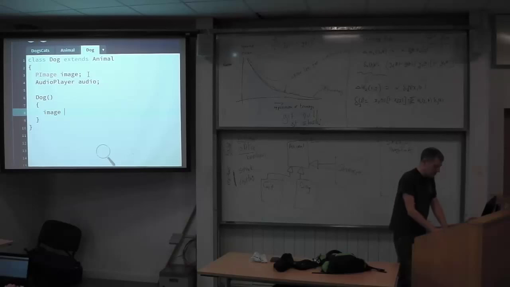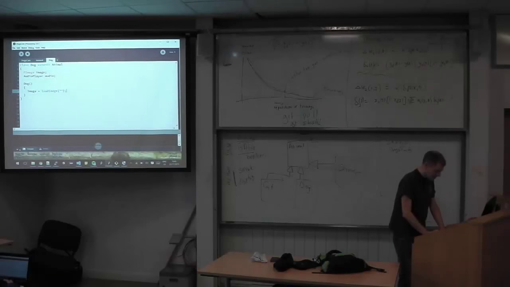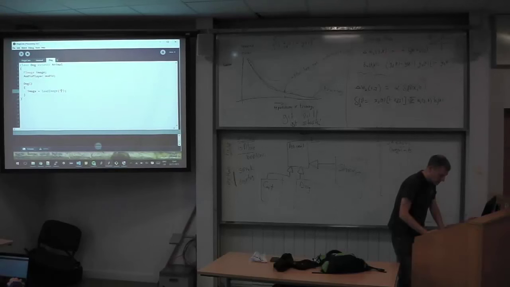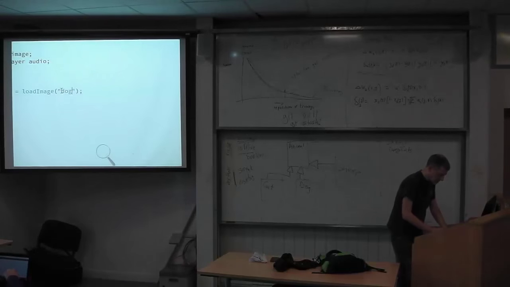So to load the image, you use image equals loadImage, and you pass in the name of the image file that you want to load into that image object. And I'll just verify the file name. It's just called dog.jpg, right? So loadImage dog.jpg.